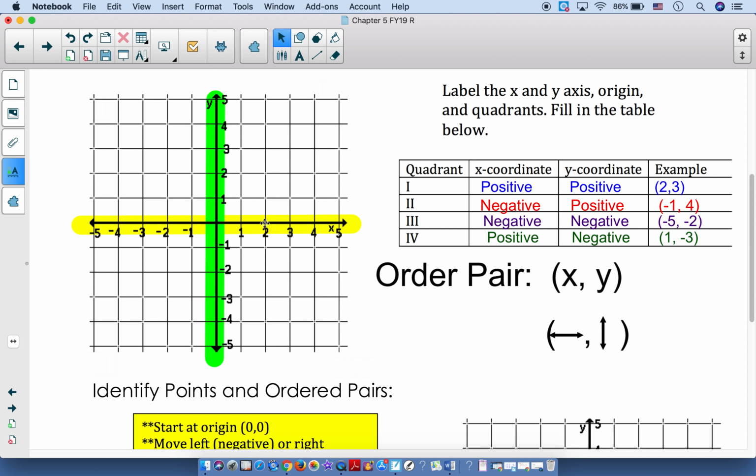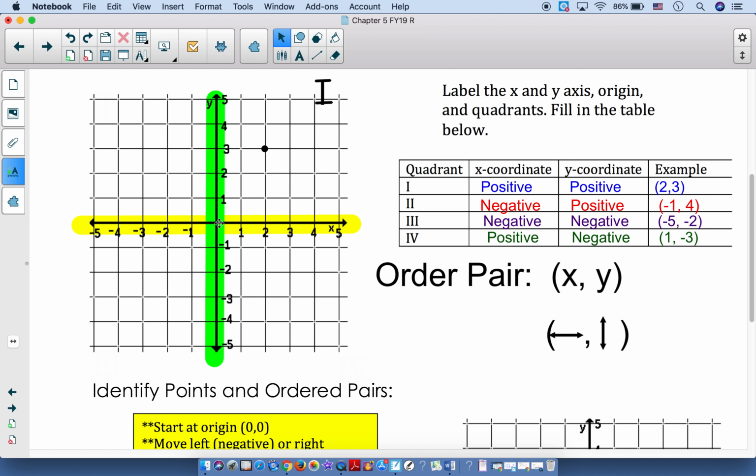And then our second number tells us to go to the 3 on the y, which is located right there. And we have our 2, 3, which is quadrant 1. Quadrant 2, if you think about it, has to be in the negatives for the x, and it will be in the positives for the y. So we wrote negative, positive. An example is -1, 4.